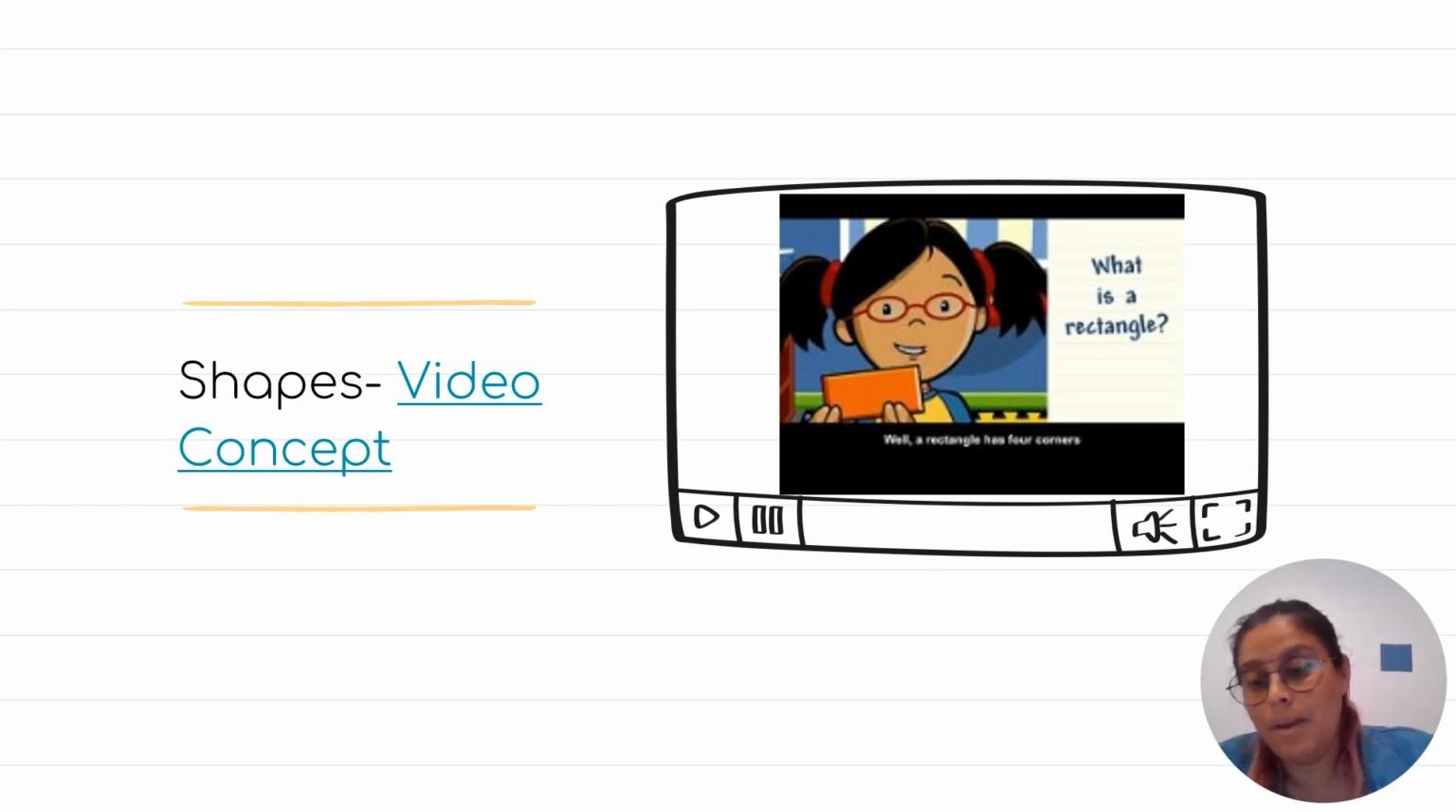So at this point, I will pause the video and look at my students and ask questions. Can anybody tell me what a circle is? Or with your hands, can you go around and show me what a circle looks like? Get them to interact with the video so they're not just sitting there looking at it and not participating.